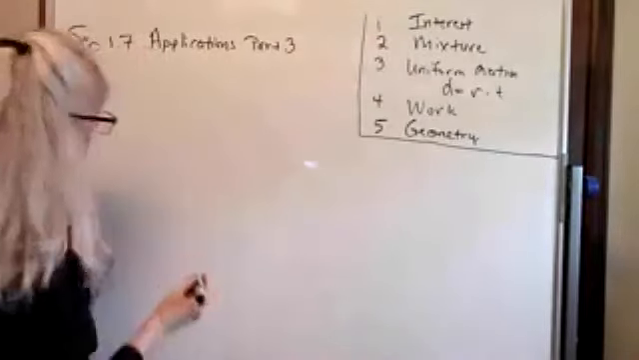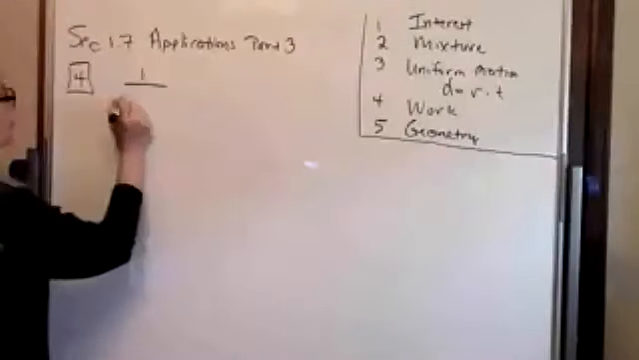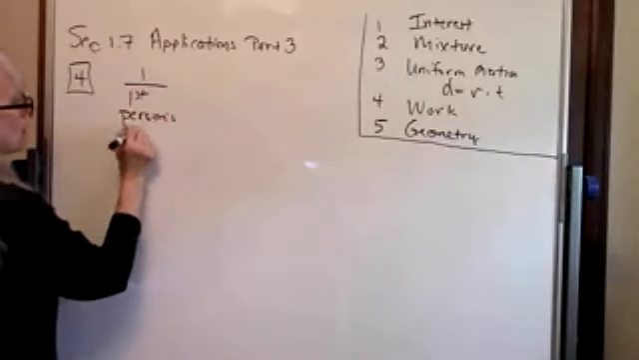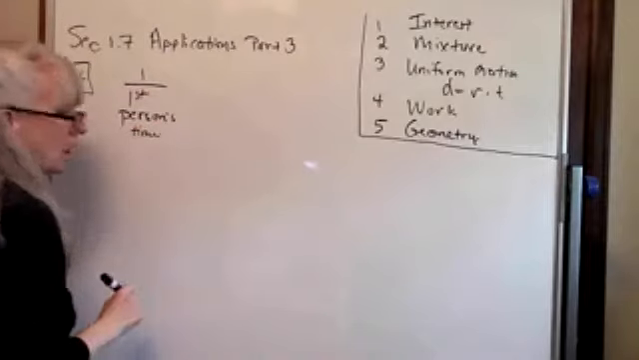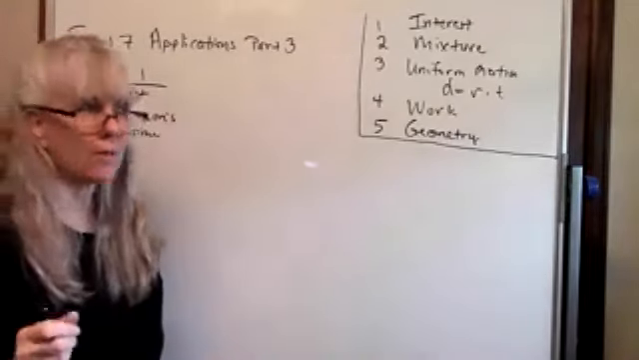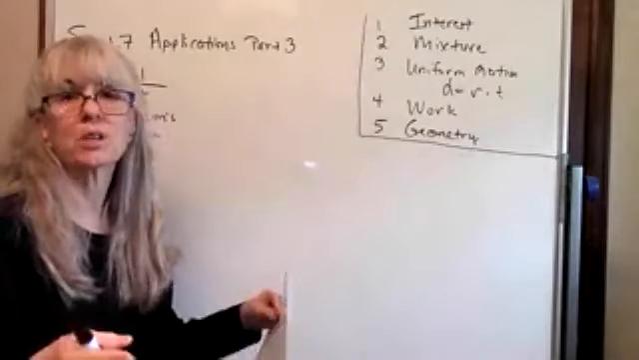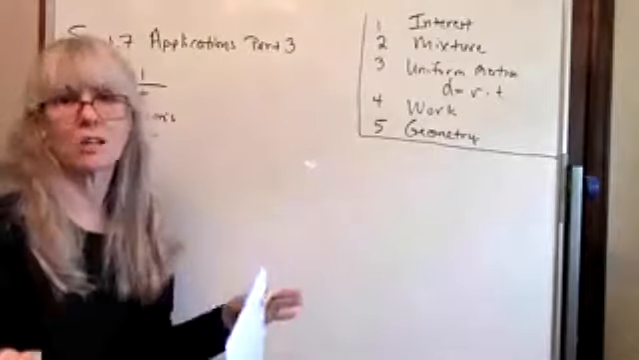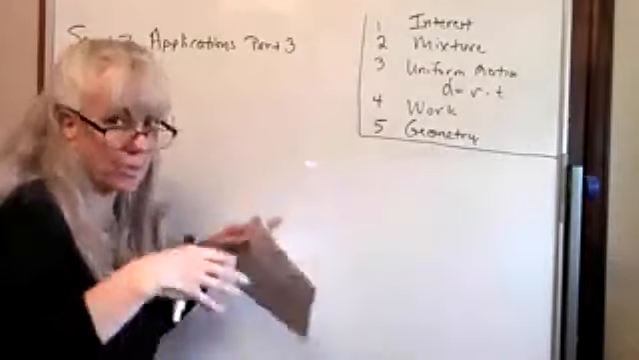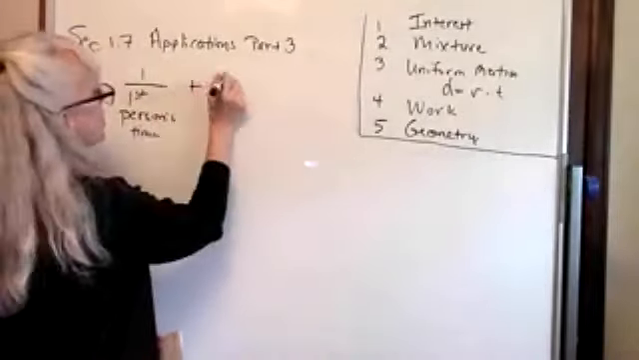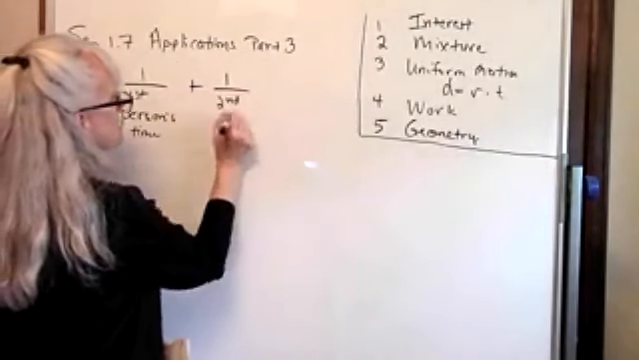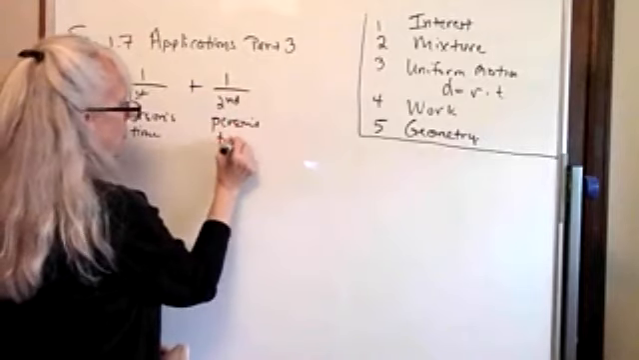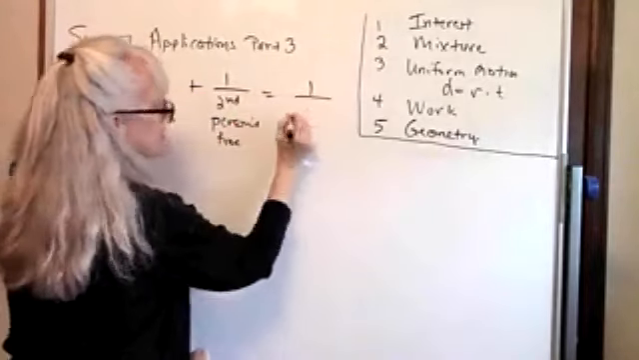And I have a formula, and the formula is 1 over the first person's time. Now take that with a grain of salt. In this case, we have people, but you could also have something mechanical, like a printer printing out a job, or a copy machine copying a job, or even something in manufacturing accomplishing a job. 1 over the first time, plus 1 over the second person's time. And that's going to equal the 1 over the time when they work together.